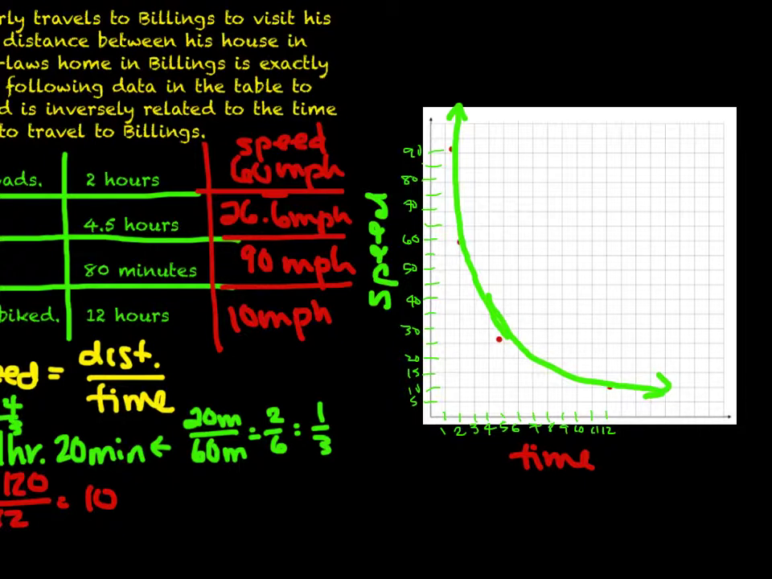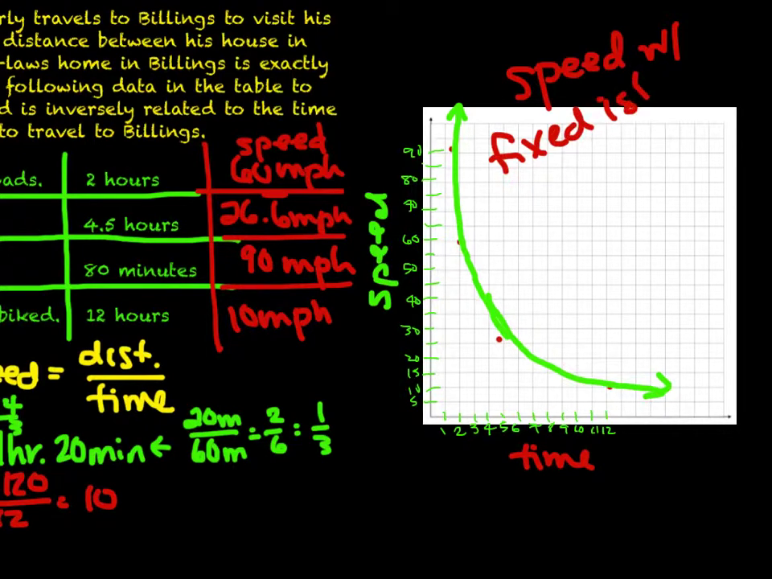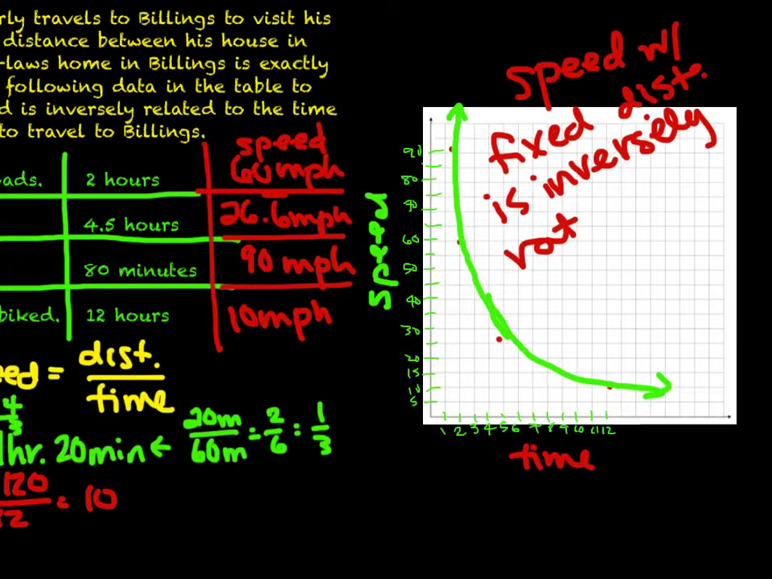So we can say essentially that speed with a fixed distance is inversely related. Oops, that's not how you spell related. That's how you spell rat. Related to time. So speed with a fixed distance is inversely related to time.